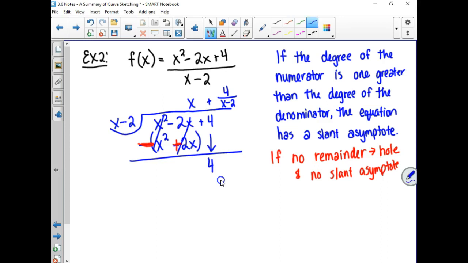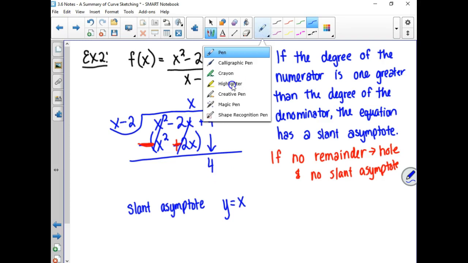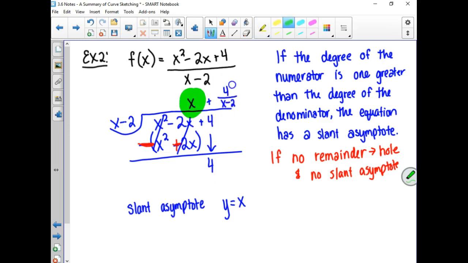But in this case, we have a remainder. So since we do, our slant asymptote is going to be at y equals x. So we leave off the remainder. We just use that y equals x comes from this part right here. So if that was a 2x, we'd have y equals 2x. If that was a 3x minus 4, we'd have y equals 3x minus 4.